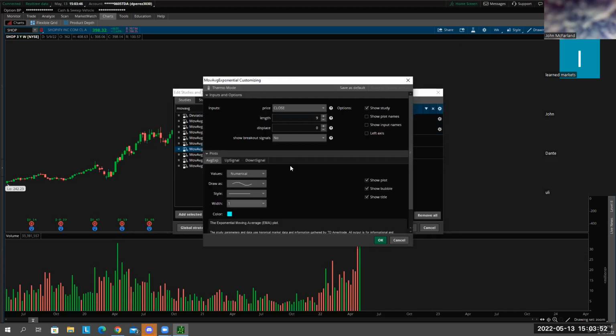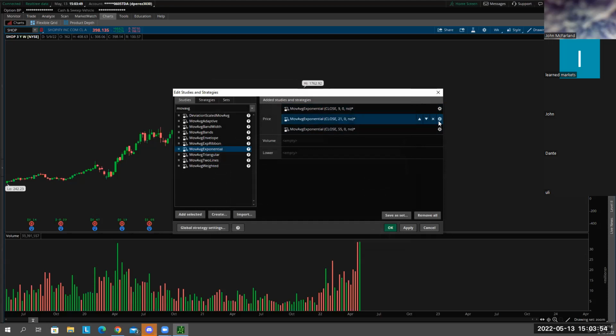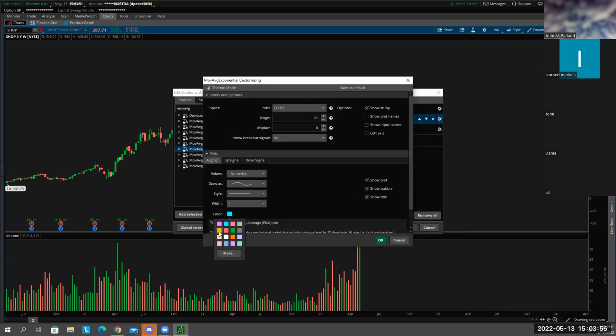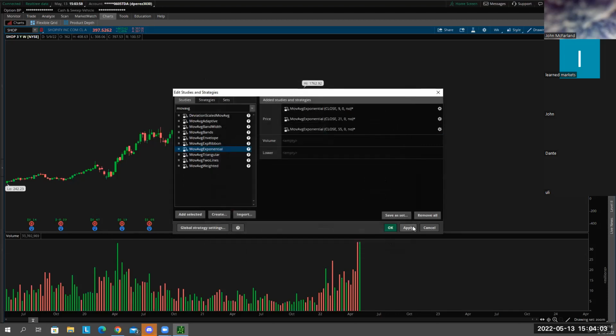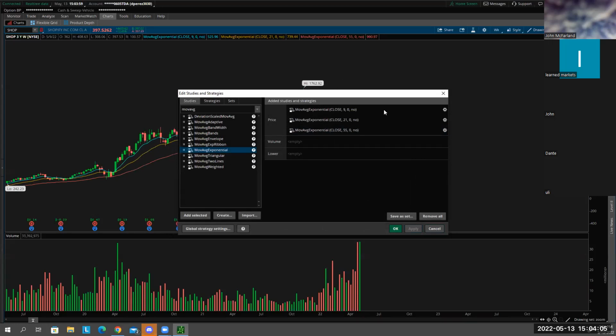And you want to make them different colors. So this one's going to be blue, the 9. We're going to make this one the yellow. We're going to make the 55 red. We're going to apply. Boom. Those are your exponential moving averages.